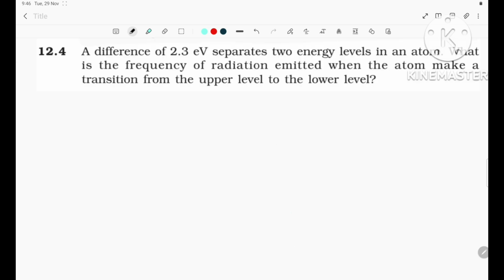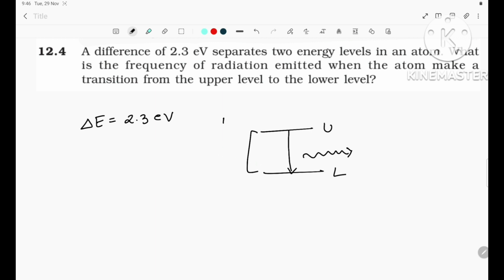In the fourth question they have given that a difference of 2.3 electron volt separates two energy levels in an atom. What is the frequency of radiation emitted when the atom makes a transition from the upper level to the lower level? So let us imagine this is the upper level and this is the lower level. When the electron jumps from upper to lower level, it will emit a radiation, and the difference in energy of the upper level and the lower level is given as 2.3 electron volt. So the radiation coming out also must have an energy equal to 2.3 electron volt.